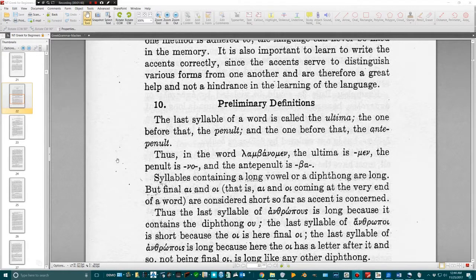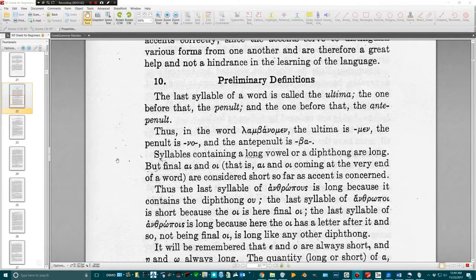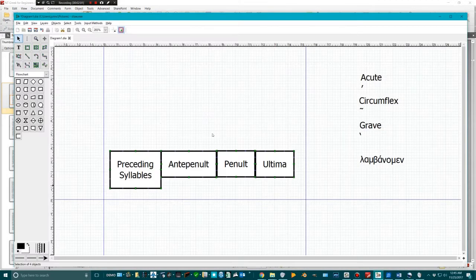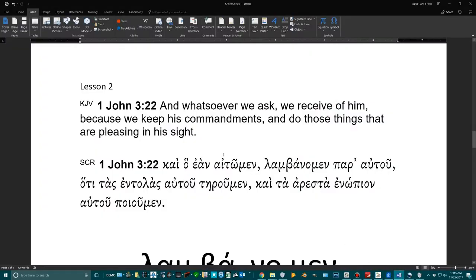Preliminary definitions. The last syllable of a word is called the ultima. The one before that is the penult, and the one before that is referred to as the antepenult. Let's take a look at some drawings that I have here. Not that one. Let's take a look at this here.